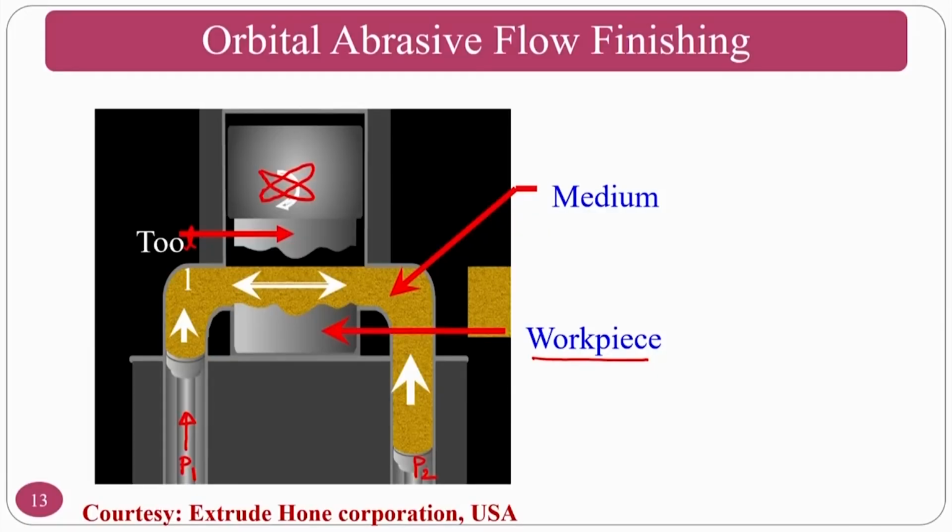The orbital motion is given to the tooling. Due to the orbital motion of the tool, the medium will try to finish the shape that is there in the workpiece region. That is how the medium helps in finishing the blind holes. Normally finishing blind holes is one of the difficult tasks.